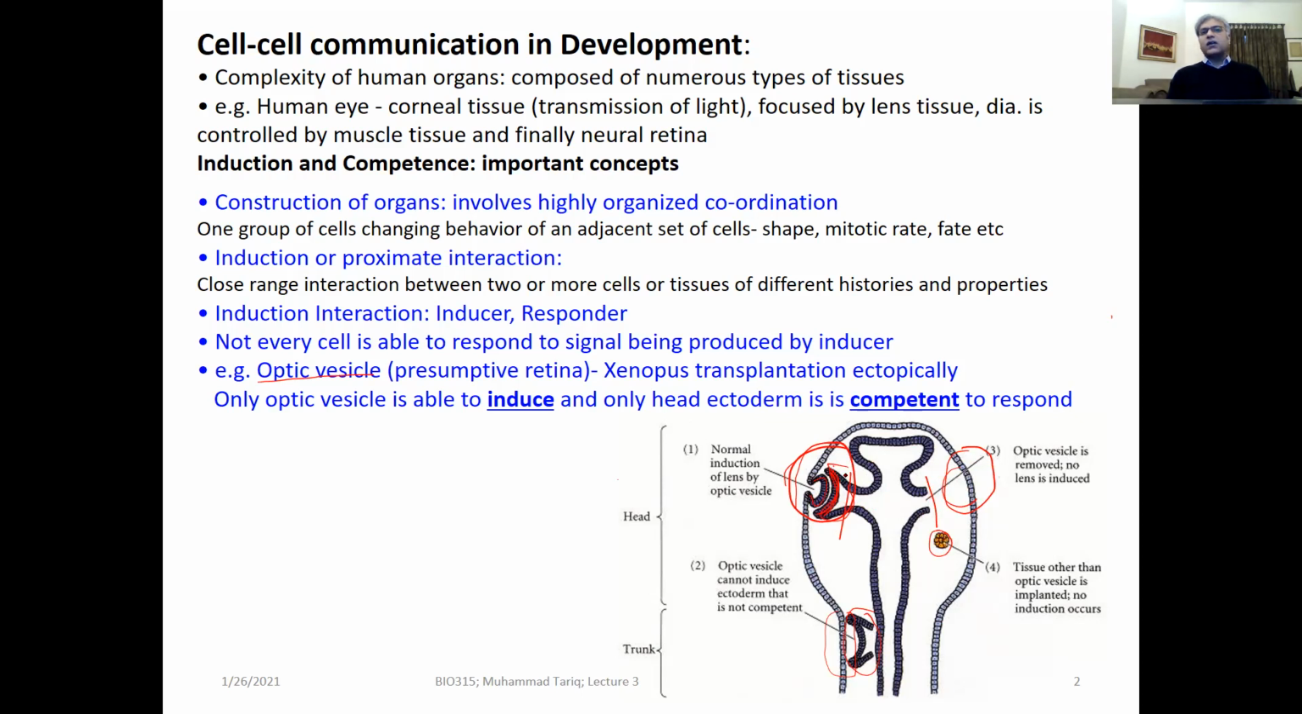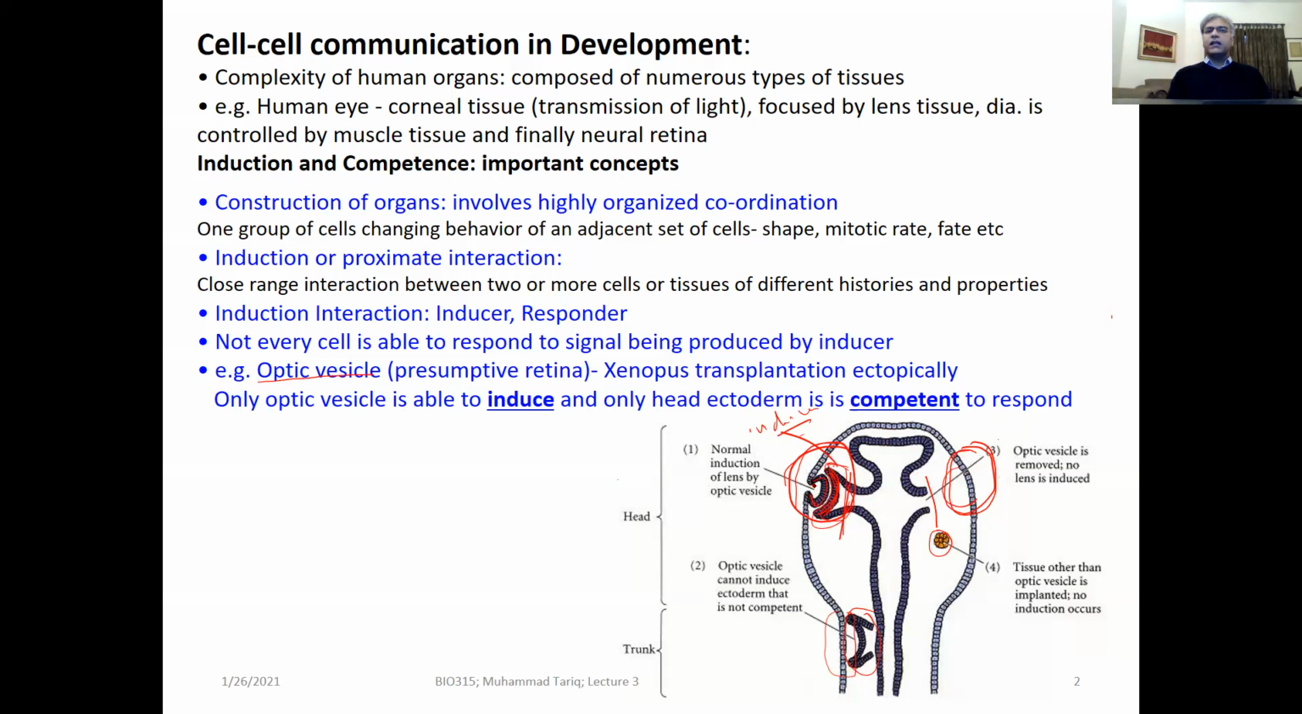So it means this optic vesicle, the cells here, are sending some signal which is perceived by the ectodermal cells here. And as a consequence, these cells then invaginate and contribute to formation of lens. So in this case, optic vesicle is the inducer, the one which is sending an inductive signal, and the ectodermal cells are basically the responders, the ones which respond.